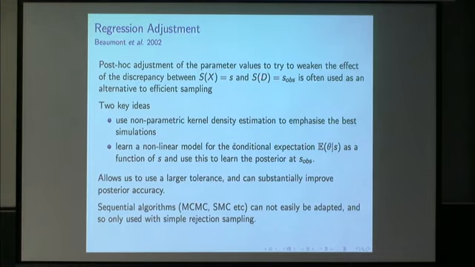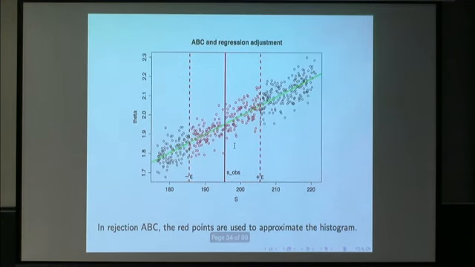There are two key ideas. This goes back to Beaumont. It is to use a non-parametric kernel density estimate to emphasise the best values here, and then use a model for the conditional expectation to adjust these parameters in some way. I'll show you pictures to make this clearer. I say this is a separate approach because you can't do this in a sequential way. So you can't do this with MCMC or SMC or anything more efficient, and people tend to do one or the other. So what's happening in pictures?